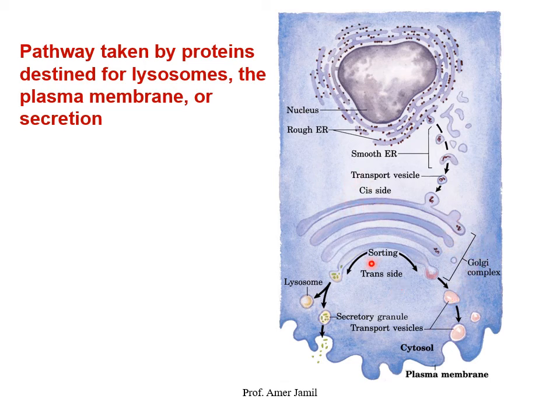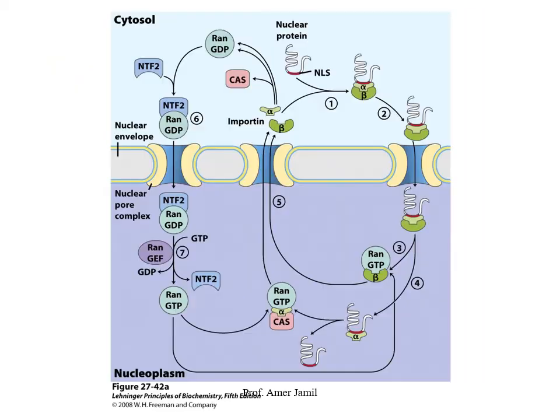It has a cis side and a trans side. So it attaches itself from the cis side, and it detaches from the trans side. From there, it is exported inside the lysosome, or it may go to the plasma membrane, or it may go outside the cell. So it depends on that. Meaning these Golgi bodies or Golgi complex perform the function of transport of proteins in the eukaryotic cell.